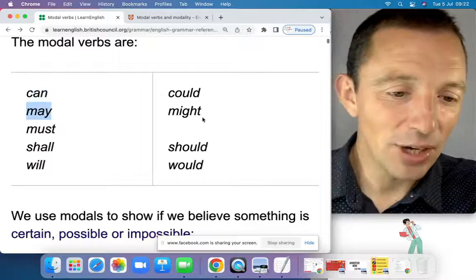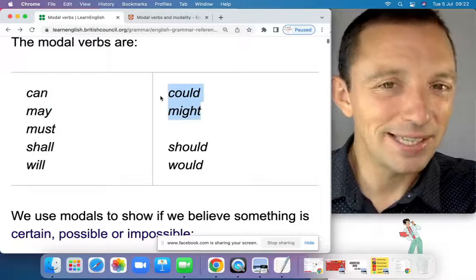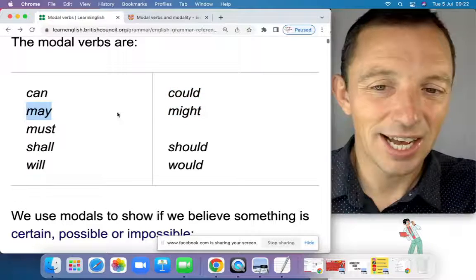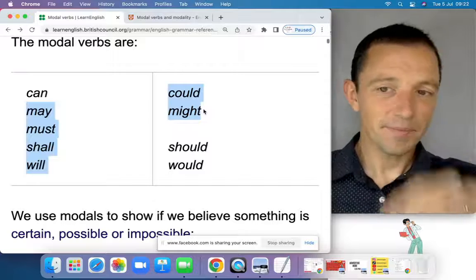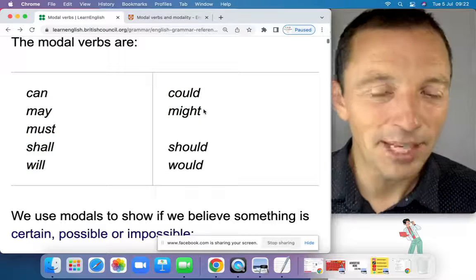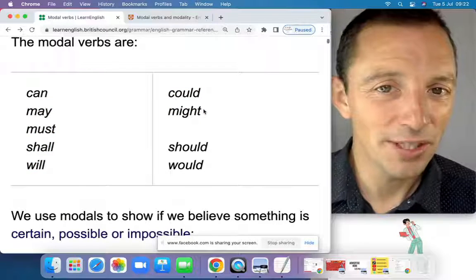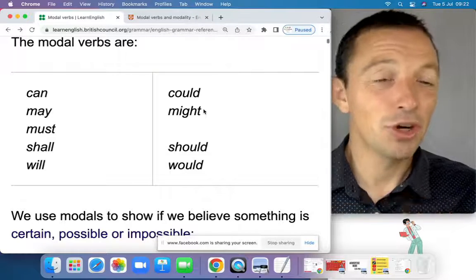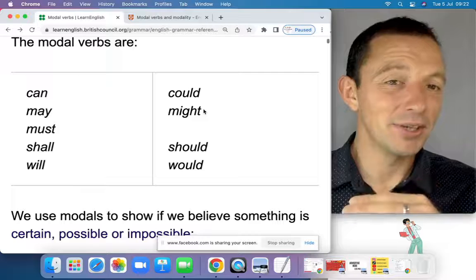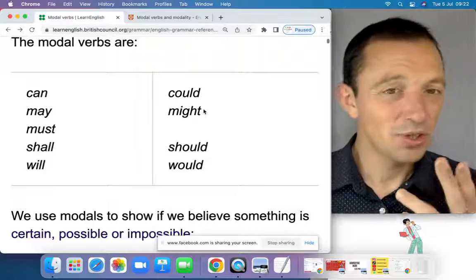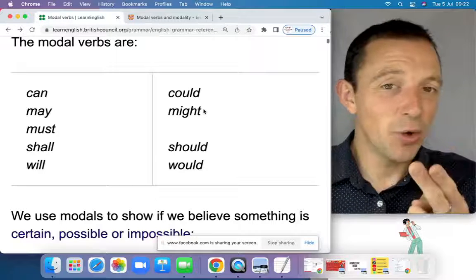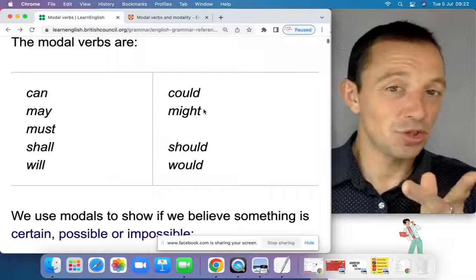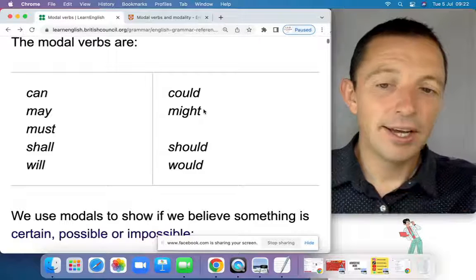May, might, and could are more for possibilities and options generally. I may go to the cinema. I might go to the cinema. I could go to the cinema. But also for permission. May I go to the cinema? Could I go to the cinema? Might I go to the cinema? So to create the question, the request, we change the position of the subject and the modal verb.